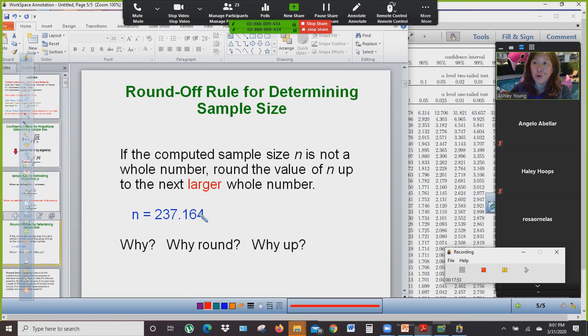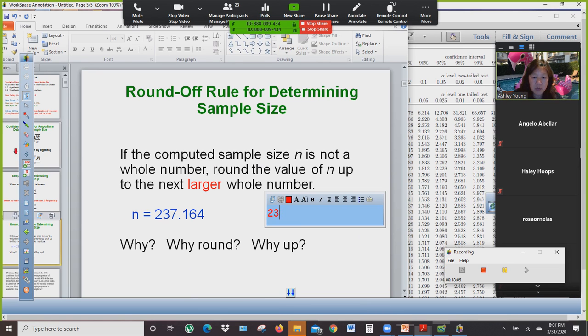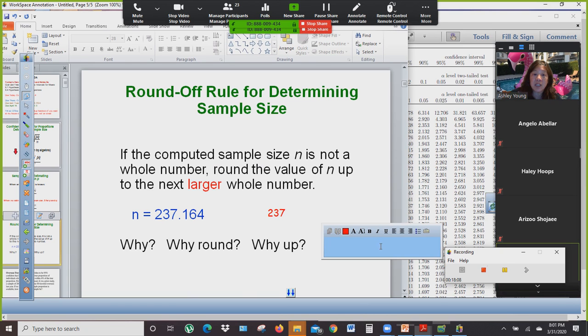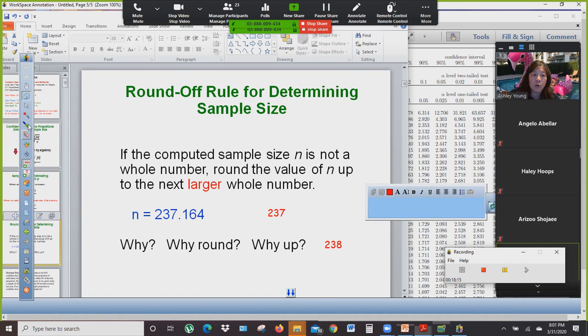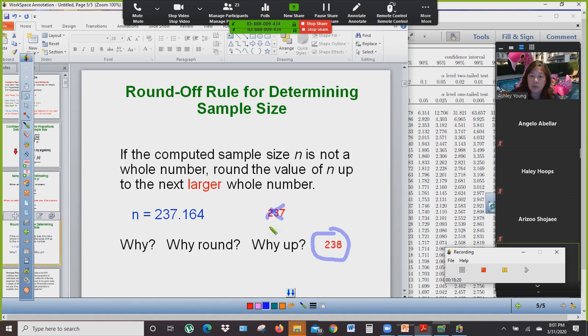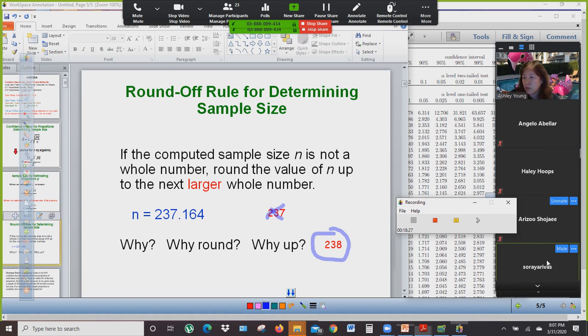And don't forget that you cannot sample a portion of a person. You have to sample the whole person. So this can't be a decimal. It has to be a whole number. So here, 237 would not be enough, because I need 237.164 people. So if I have to have at least this many people, then I can't have this. I need to have 238, because I need to have at least that many.